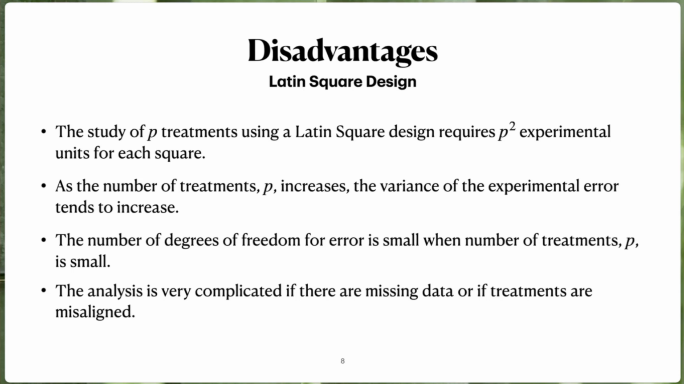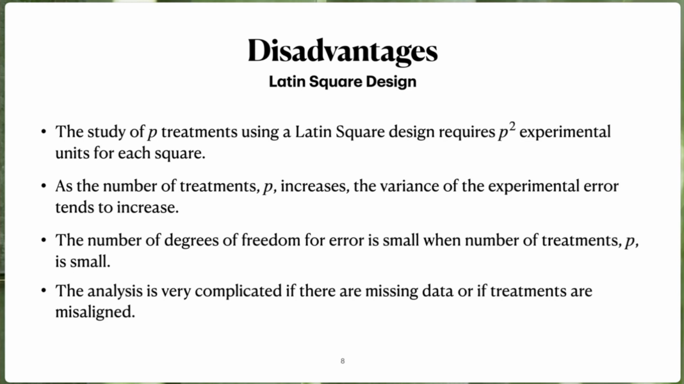As the number of treatments increases, the variance of the experimental error tends to increase as well, because as we get more and more experimental material that we're using in the experiment, the less homogeneous the experimental material tends to become, and so that has the effect of increasing the variability associated with the experimental error term.